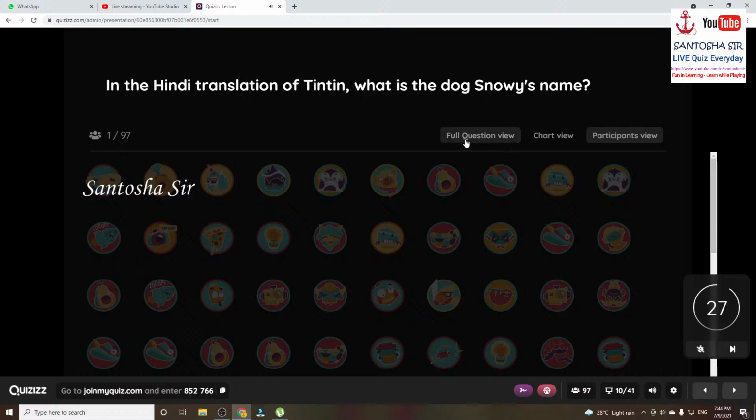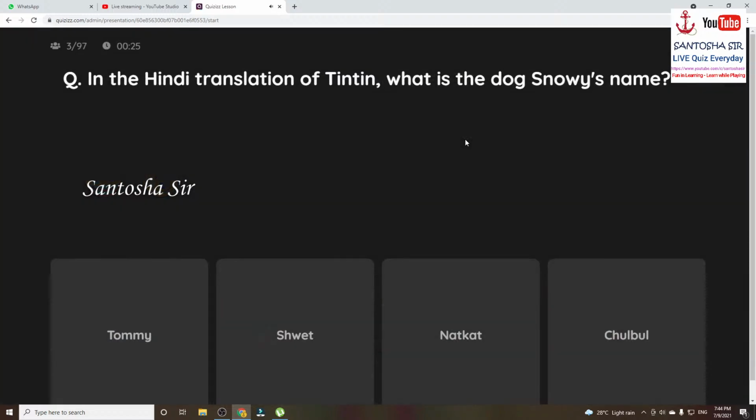So 10th one here. In the Hindi translation of Tintin, what is the dog Snowy's name? Is that Tommy, or is that Sweat, or is that Nutcut, or is that Chulbul?